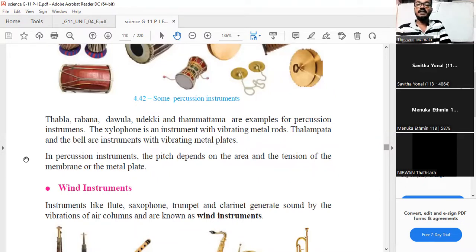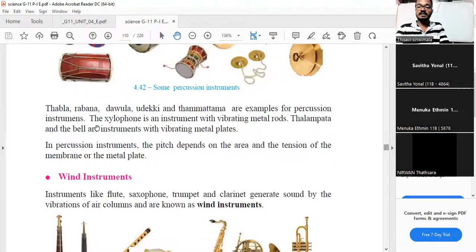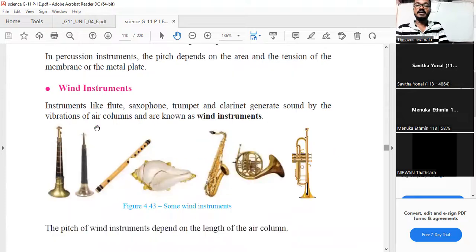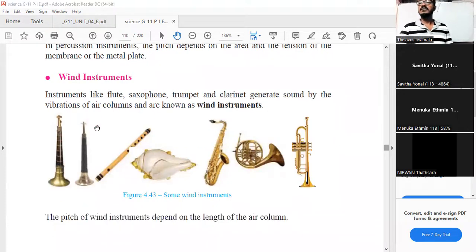So after that we have wind instruments. So in the wind instruments, there are vibrating air columns, and vibrating air columns will produce the sound.